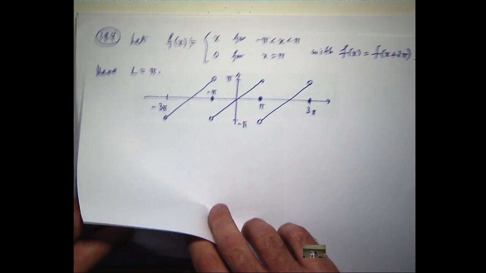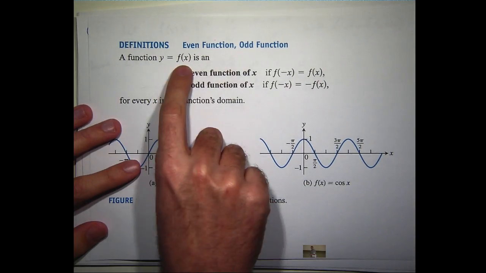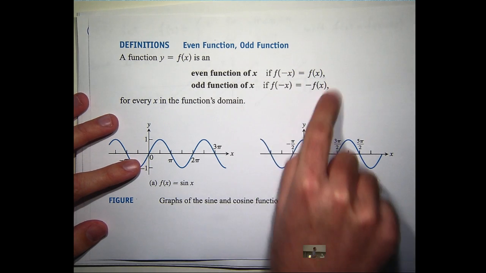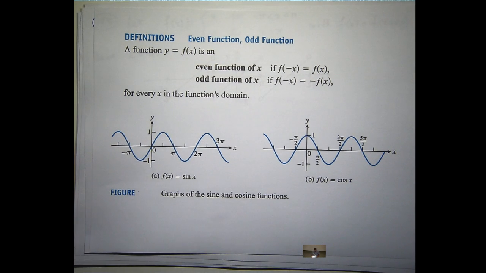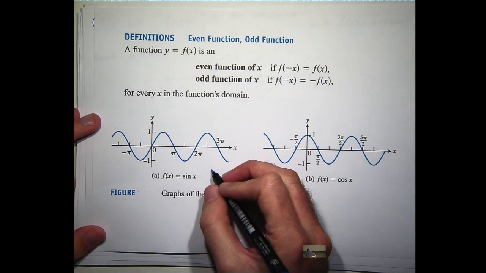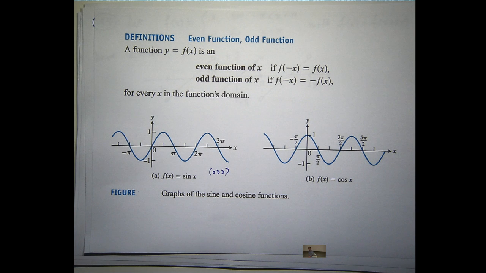Now, to put this in a slightly more general context, this is the algebraic sort of identity for odd functions. Now, to give you an idea of some basic odd function, think of the curve sine of x. That curve, that function, is an odd function.